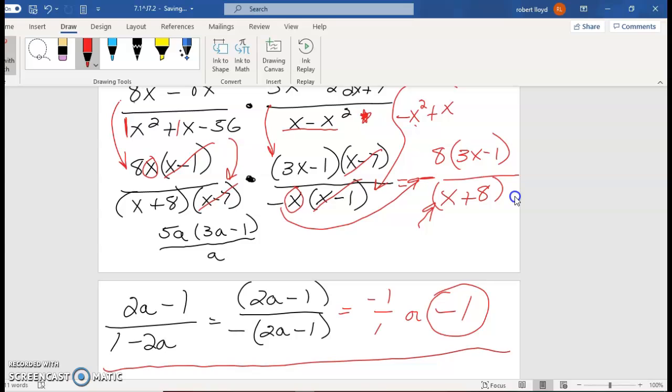This next one I squeezed in here. Don't distribute this out. You can cancel this a in the numerator and the a in the denominator right away. So you're going to be left with 5 times 3a minus 1.